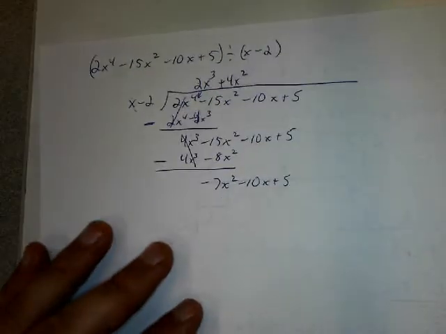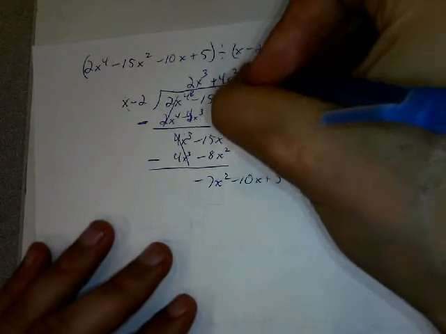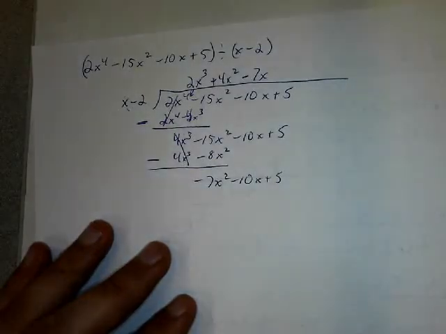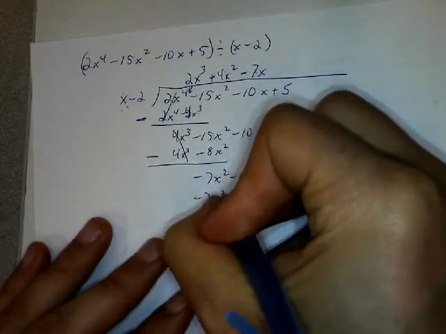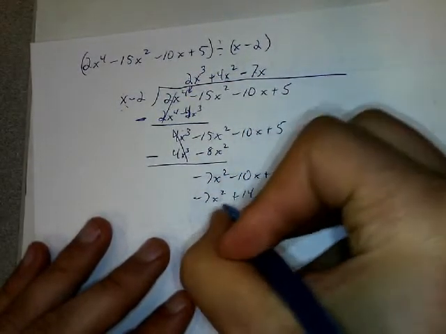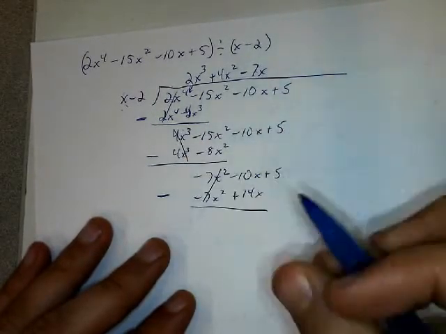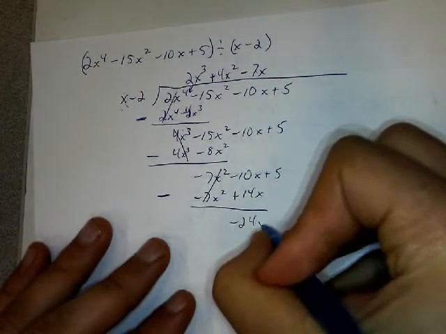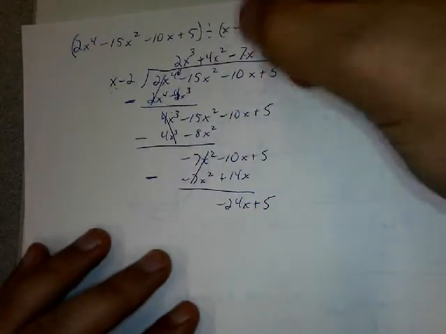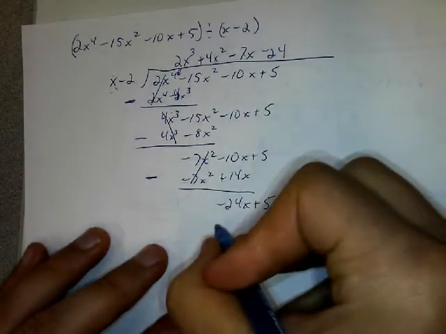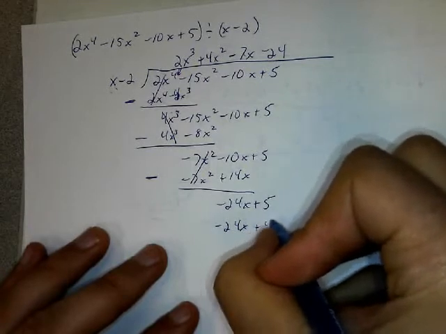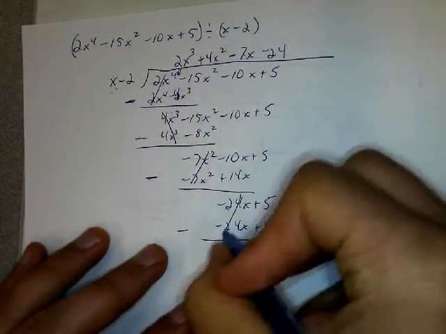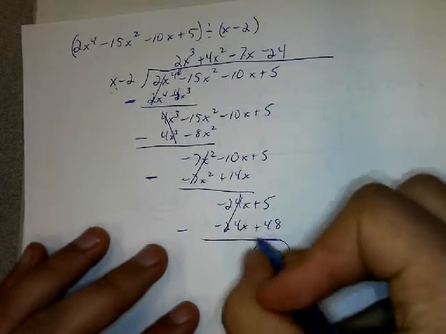x times what gives you negative 7x squared? Minus 7x. Negative 7x times x, negative 7x squared, plus 14x, and subtract again. Those cancel. Negative 24x plus 5. One final time, x goes into negative 24x, minus 24. So we have minus 24x plus 48, subtract, negative 43.